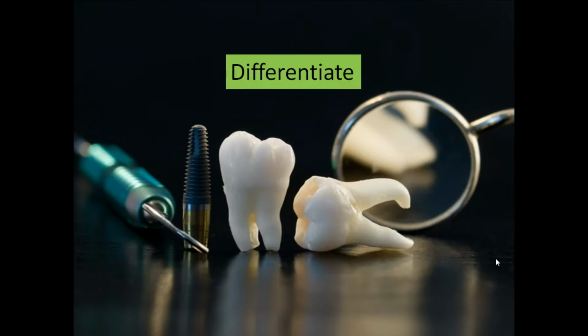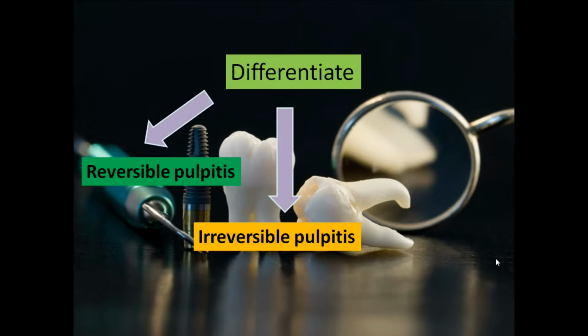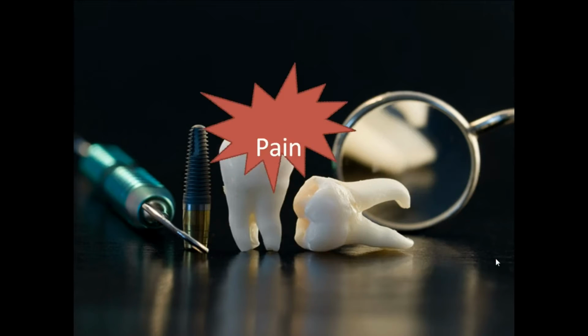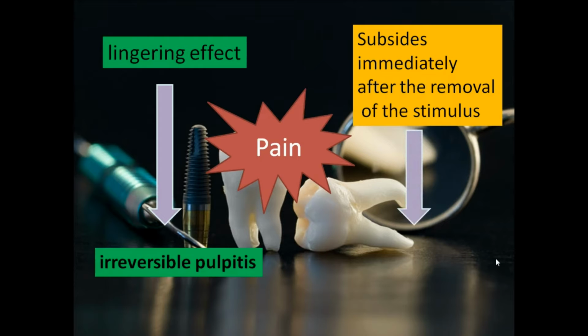The cold test enables us to differentiate between reversible pulpitis, irreversible pulpitis, and necrotic pulp, which produces no response in the cold test. For pain, if you have a lingering effect, it will be irreversible pulpitis. If the pain subsides immediately upon removal of the stimulus, it is reversible pulpitis.